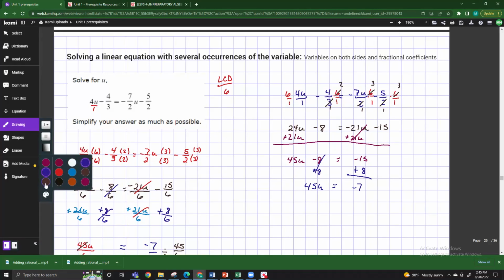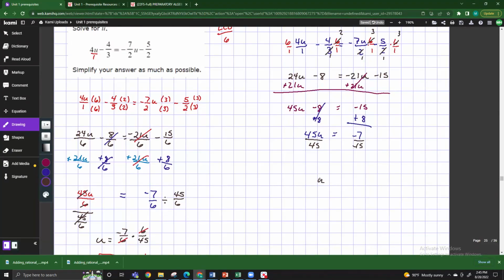45u. Divide both sides by that 45. And we have u equals negative 7 over 45. So same answer both ways.